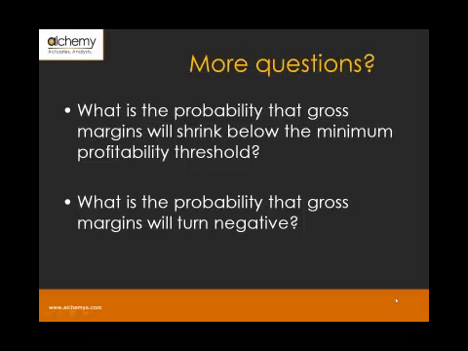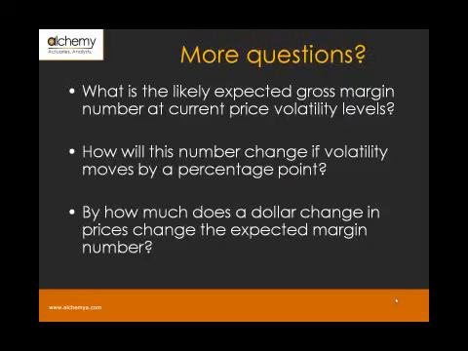So you don't have to stop here. Depending on how much data you have, and the level of sophistication of your BI tools, your analytical tools, as well as your senior management board members, you can actually take this a lot further. In the list of additional questions that allow you to take it further, here's the first one. What's the likely expected gross margin at current price volatility levels? So now what you're doing is linking value at risk, margins, and volatility in the same equation. How does this number change if vol moves by a percentage point? And then finally, how much does a dollar change in price change the expected margin numbers?